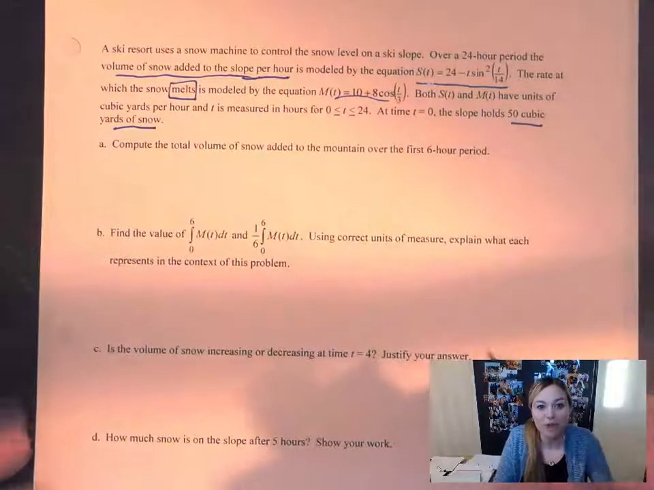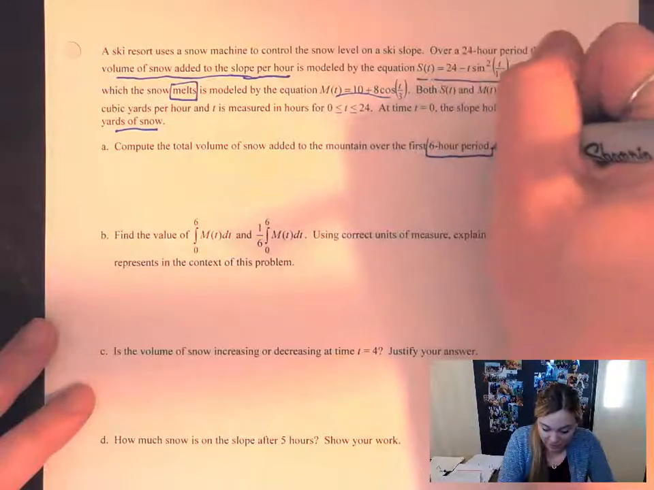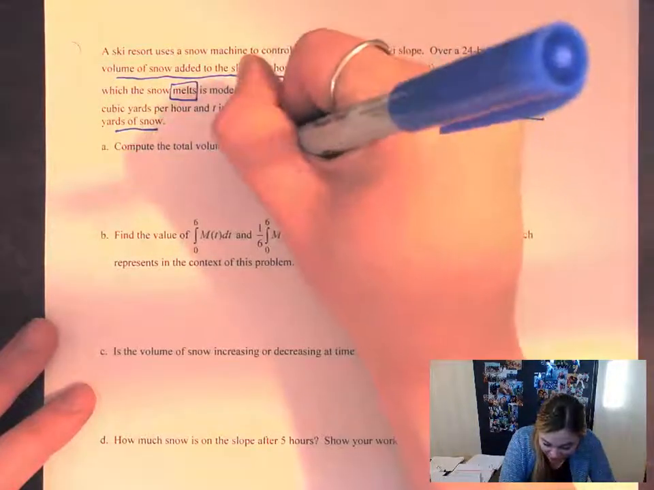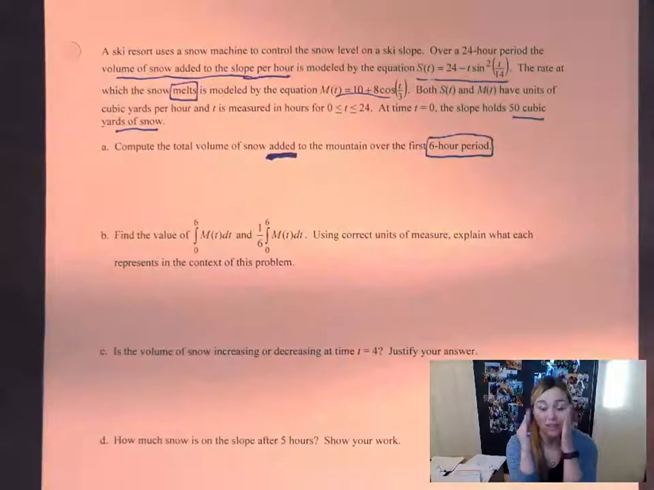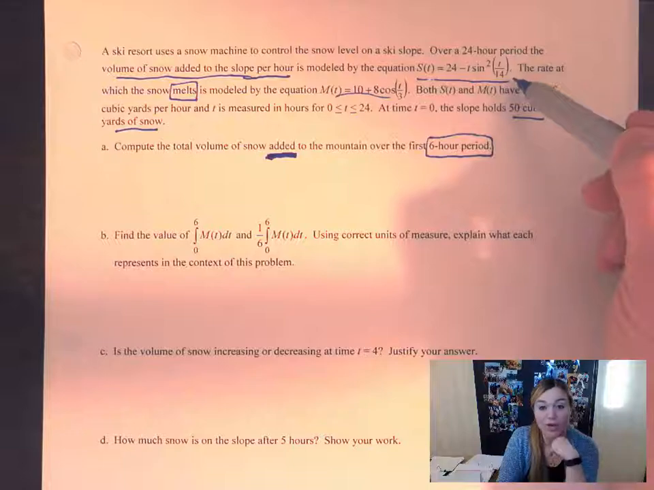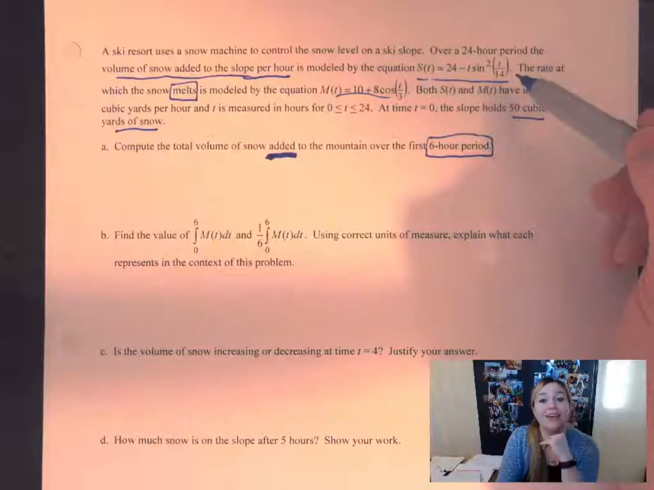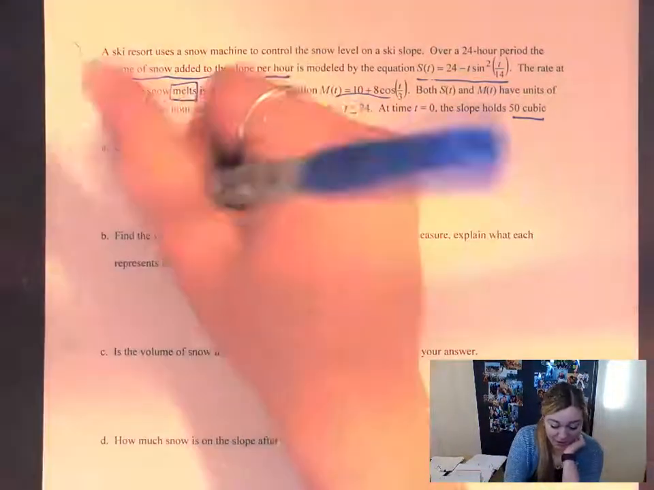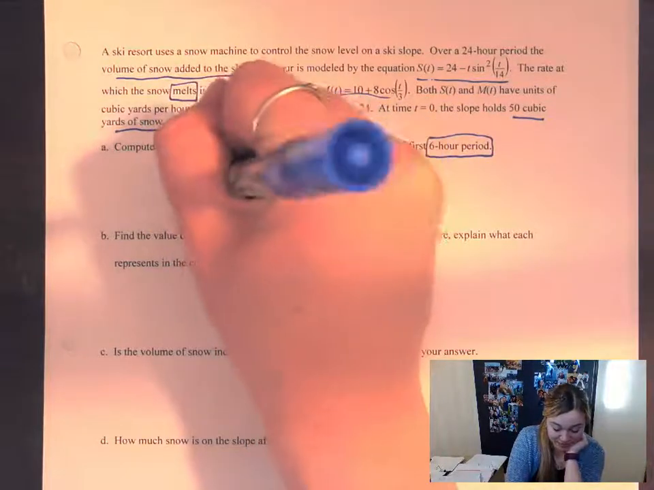Okay, compute the total volume of snow added to the mountain over this first 6-hour period. All I'm doing is figuring out how much snow is added, not how much snow is on the mountain, just how much is added. So let's think about this. I'm given this rate, and I want to know how much snow is added. I have to integrate. I'm going to integrate from 0 to 6 of S of t dt.